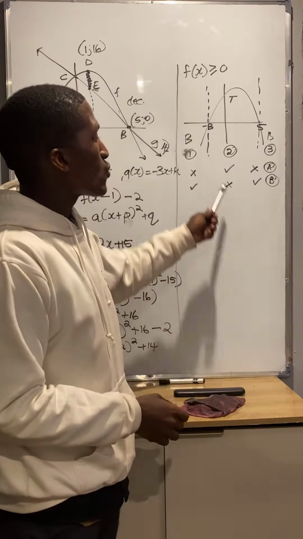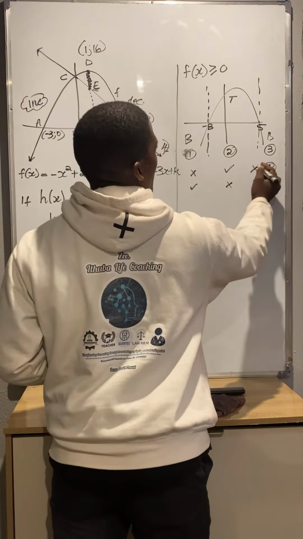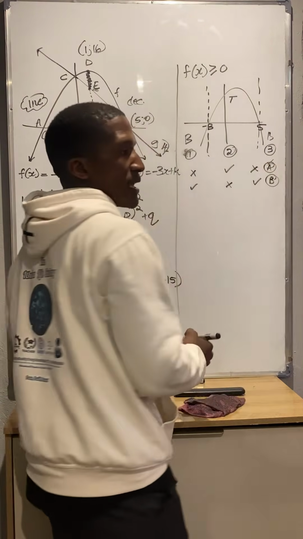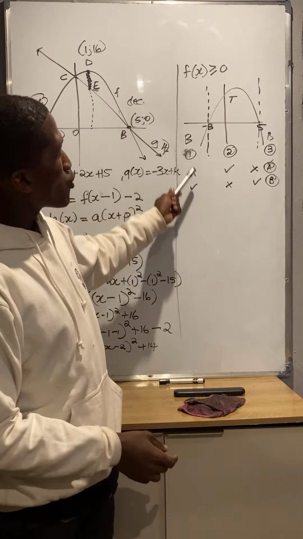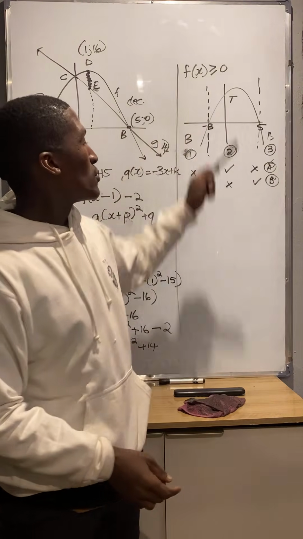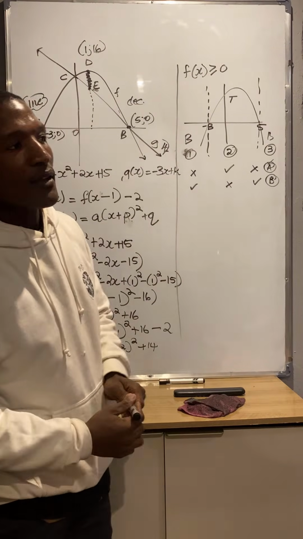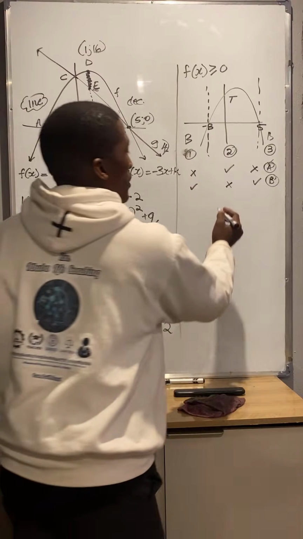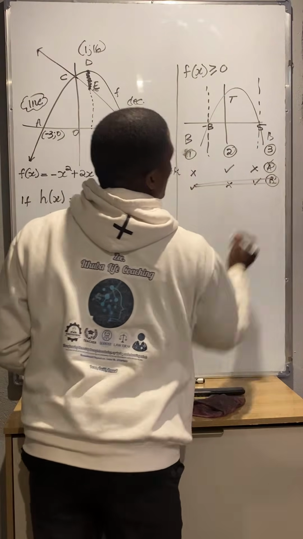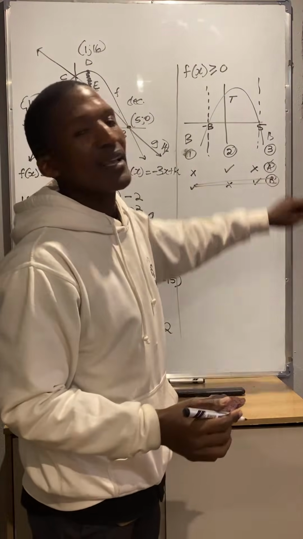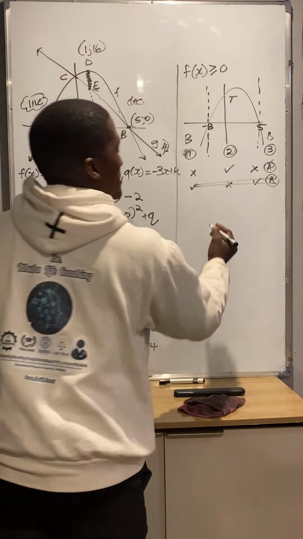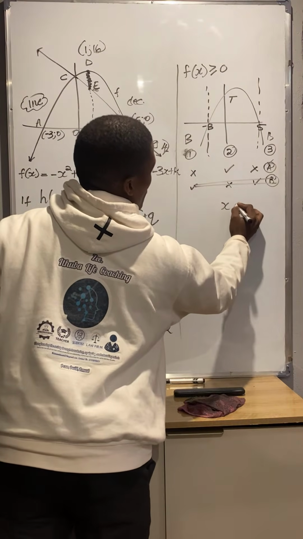So the answer is what? It's this one. The correct answer is A. This one is at the bottom, wrong. We want where it's at the top. We don't want this one, we want this one. Family, based on this, we cancel this one. Our answer is A.